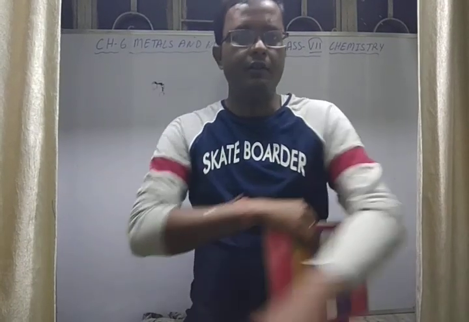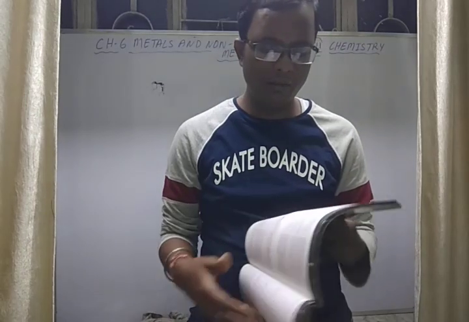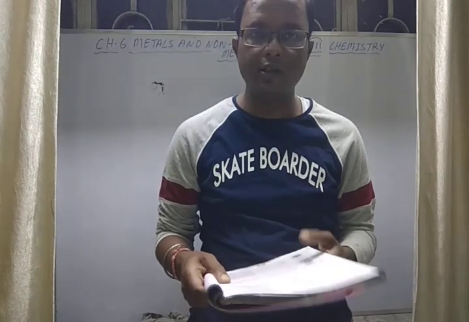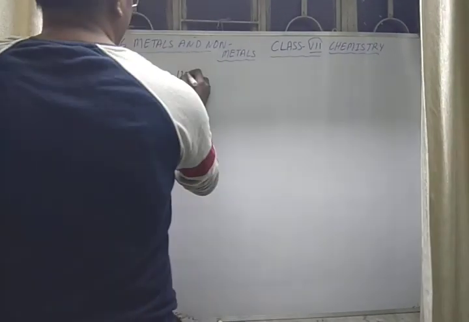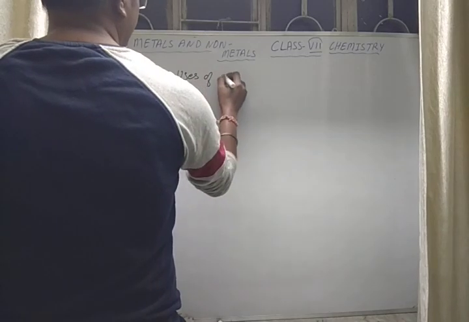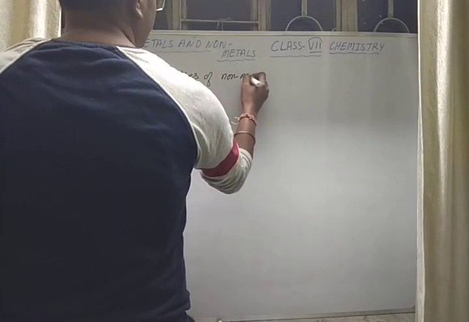In the last video lesson we have seen up to the uses of metals of chapter number 6. So today we'll start from uses of non-metals. All of you know about the non-metals. We will see one by one the uses of non-metals. Today's first topic is uses of non-metals.